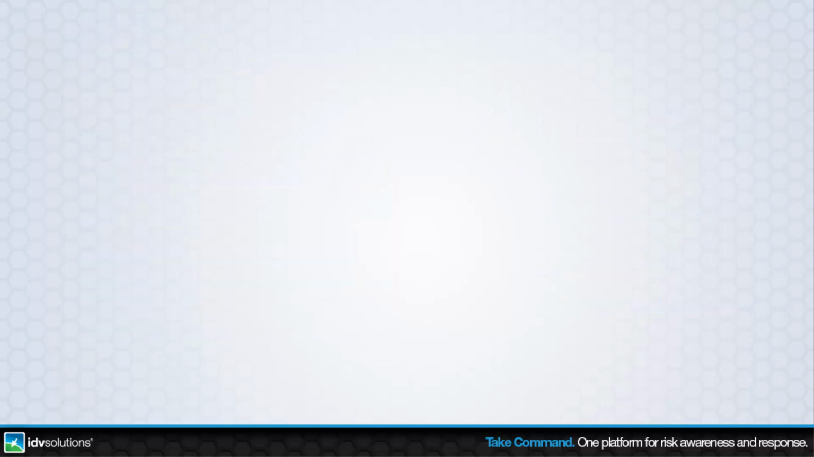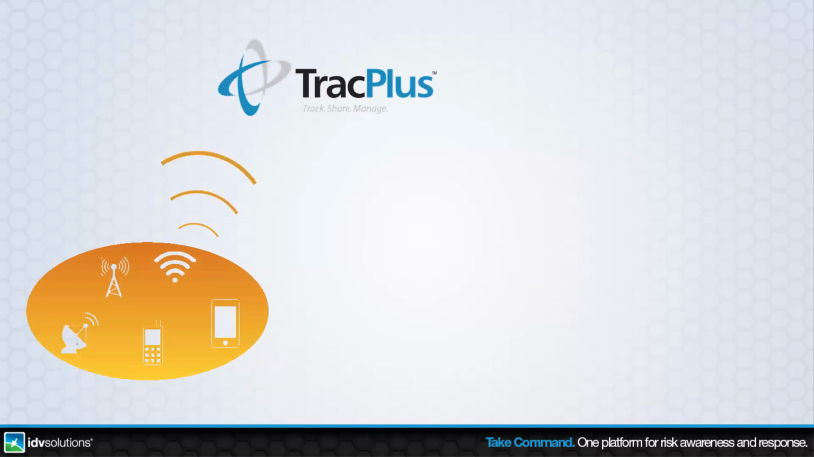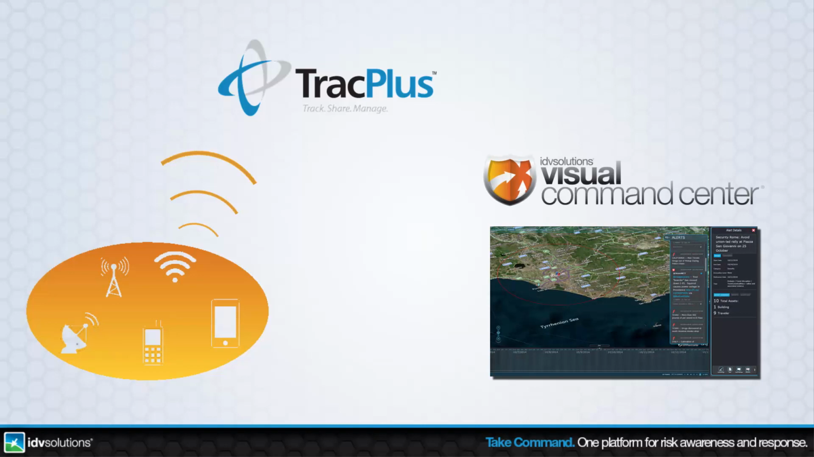Here's how it works. People, vehicles, or shipments carrying GPS-equipped devices report their locations to the TracPlus service using satellite telephone connections, Wi-Fi, or cellular networks. Visual Command Center connects to the TracPlus service to visualize the locations of these assets on its map and timeline.